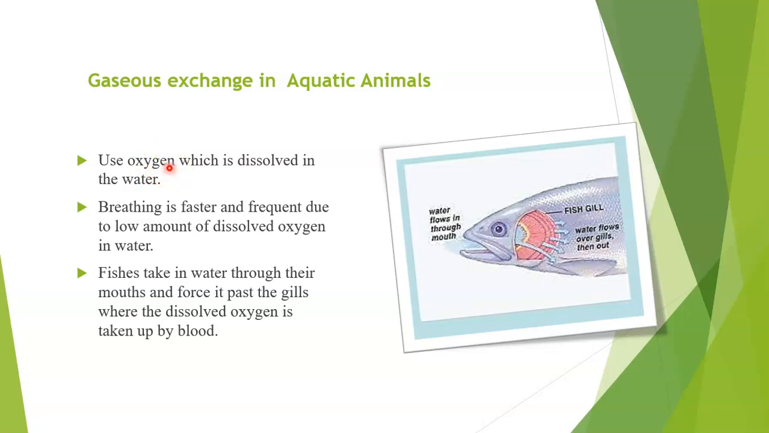ठीक है, तो एक्वेटिक एनिमल्स के लिए क्या होता है कि जिस पानी में ये रहते हैं उसी पानी में ऑक्सीजन डिसॉल्व होगा, but that oxygen concentration is very less. ठीक है, so due to that the breathing is very faster and frequent. You have seen in aquarium में देखा होगा आपने कि जो मछली होती है वो बार बार अपना मुंह खोलती है, and this is because they are trying to breathe faster and frequently to get more and more of oxygen, and this is because there is low amount of dissolved oxygen in water.